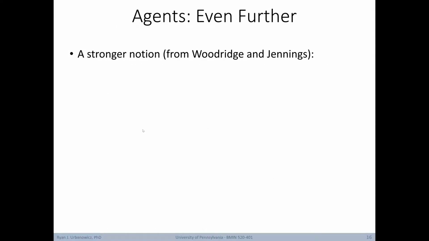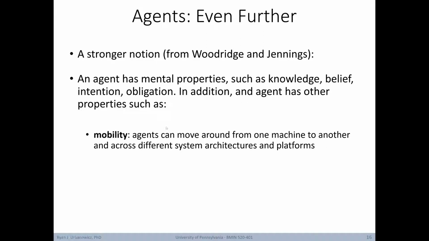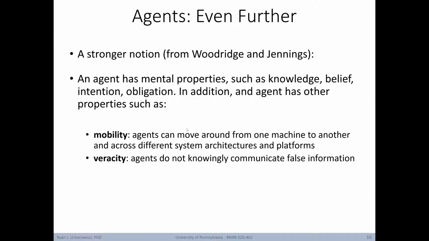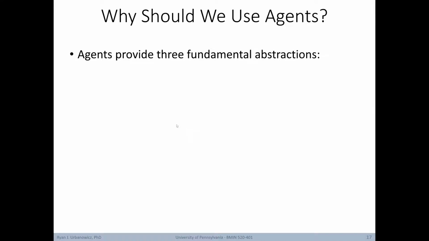Woodridge and Jennings also describe what they call a stronger notion of what an agent is. In this case, an agent has mental properties such as knowledge, belief, intention, or obligation. And in addition, an agent has other properties such as mobility. They can move around from one machine to another across different system architectures and platforms. They have veracity. In other words, agents do not knowingly communicate false information. They have benevolence. In other words, agents always try to do what they're asked. And rationality. Agents will try to achieve their goals and not act in such a way as to prevent their goals from being achieved. So why should we use agents?